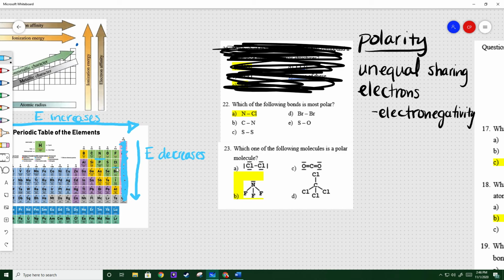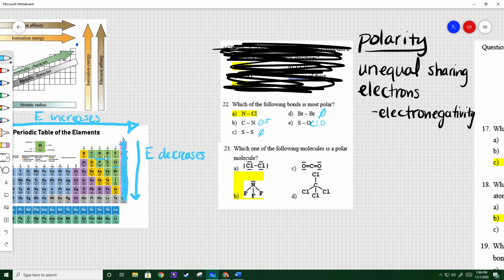nitrogen, and then we have chlorine. That's about the furthest. So carbon and nitrogen are pretty close. They're going to be like 0.5 away in difference. Sulfur and sulfur, they're the same, so they'll have a 0 difference. Bromine and bromine, again the same, so they'll have a 0 difference. Oxygen and sulfur are right below each other. At the most, they might have a 1, but I think it's less than 1 actually.